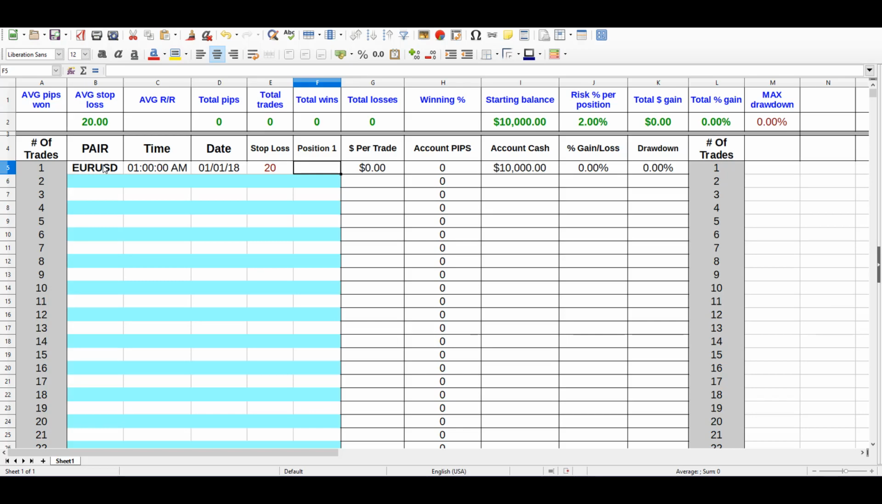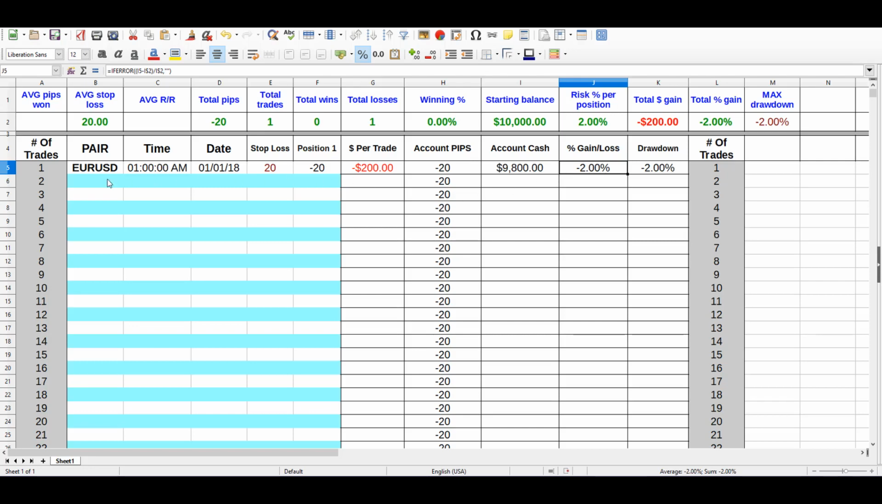If you won the trade, we will do a positive 20 pips if we have a 1-to-1 risk reward. If you lost the trade, you'll do a negative 20 pips. So let's say we lose this trade. We would put negative 20, and once I hit enter, you'll see that all the other cells automatically are filled. So if I hit enter there, you'll see that our account cash went from 10,000 to 9,800. We were risking 2%, right here's our risk per position, of a $10,000 account, meaning we were risking $200, bringing our drawdown to 2% and our percent gain loss to 2%. So as you can see, everything automatically gets filled.